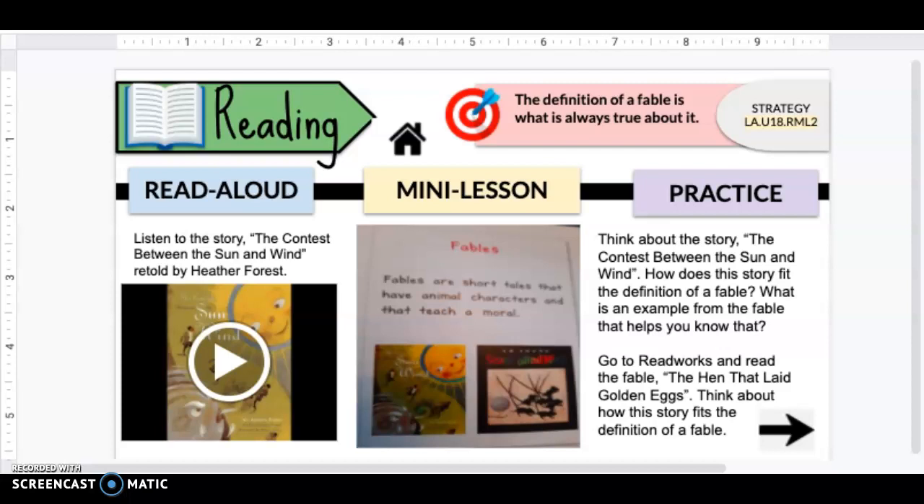And then I need you to go down to ReadWorks and remember to put in our class code. And I would like you to read a fable called The Hen That Laid a Golden Egg. Think about how this story fits the definition of a fable. So we are learning about what is a fable and what makes a story a fable.